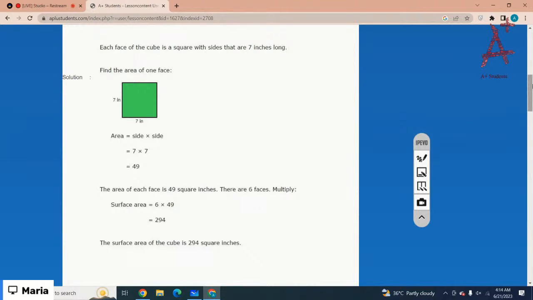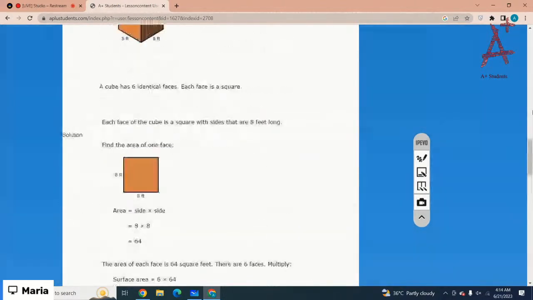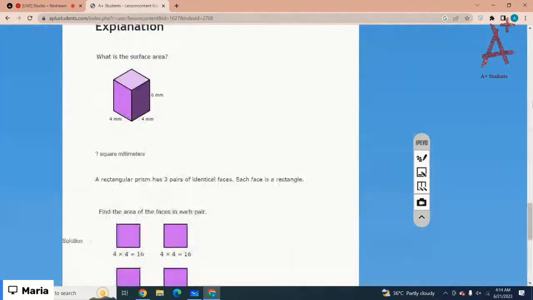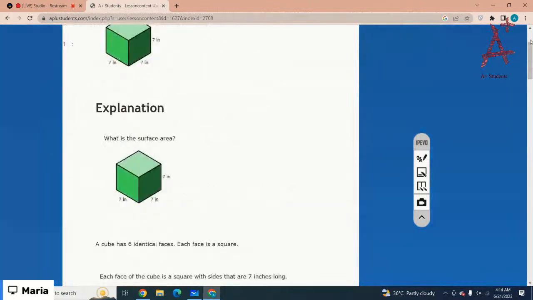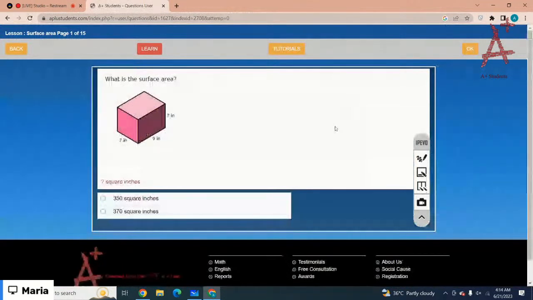That is 294. Let's just start with the practice questions. Okay, what is the surface area? Now you are given a rectangular prism. How do we calculate the surface area? We have to calculate the surface area of each face in pairs. Got it? Each face in pairs.